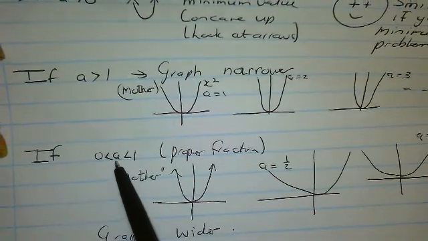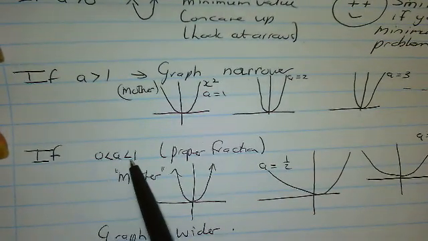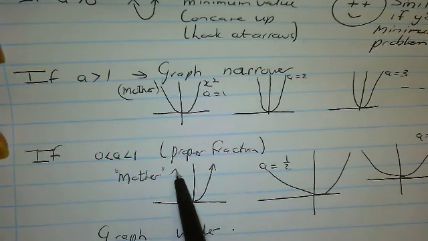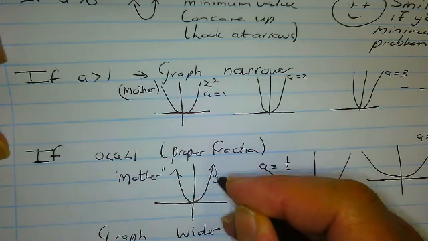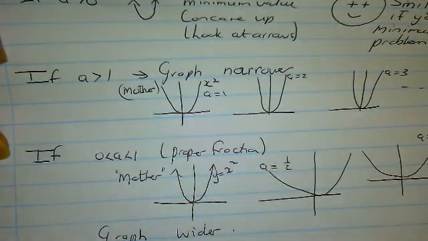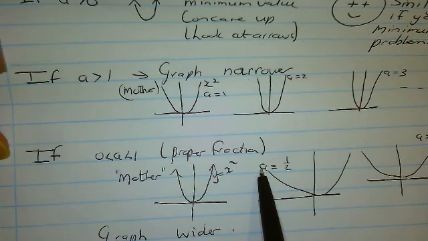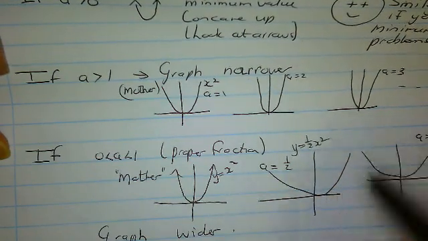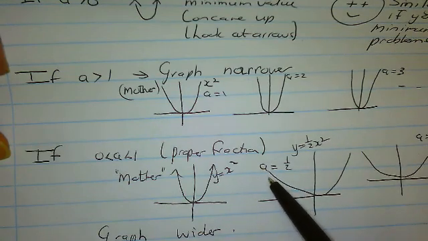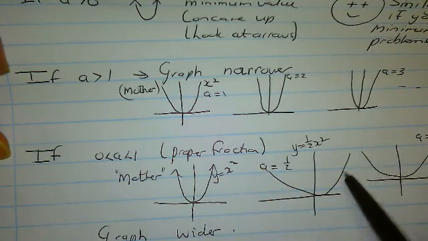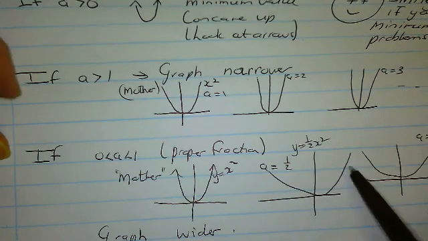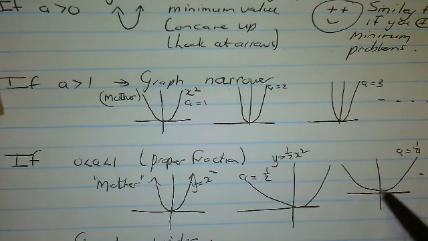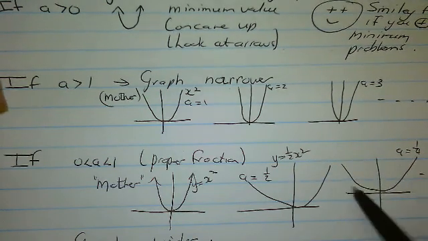Then we can also get that a will be greater than 0, less than 1. It's still positive, but now it's a proper fraction. So once again, this is my mother graph. Mother graph coefficient is a 1. If the a value is a half, that means if I've got half x squared, the graph will be wider than your mother graph. It will be to the outside. If I've got a equal to a quarter, then it's still going flatter, still going wider.